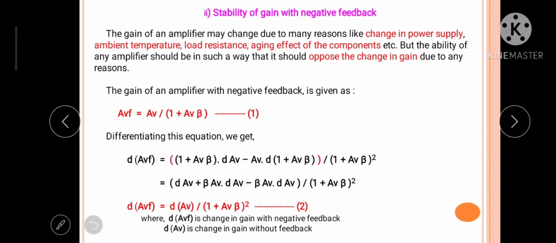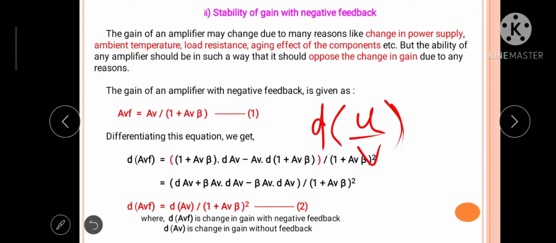The gain of an amplifier with negative feedback is given as AVF equals AV upon 1 plus AV into beta. Already we have derived this equation 1 in the previous lecture. Now we have to differentiate this equation. Here we have to use the formula of derivative of U upon V. Here U means AV and V means 1 plus AV into beta.